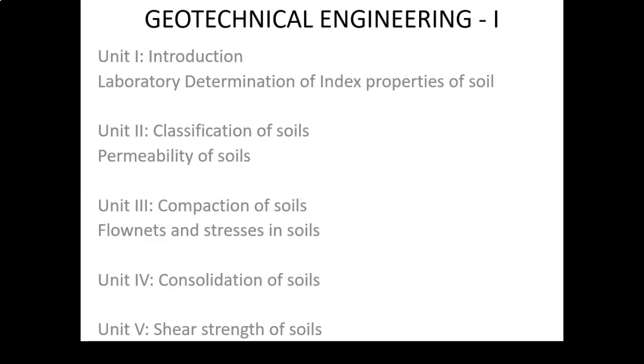Permeability is the property of soil which permits flow of water through it. This parameter is important in the design of earthen dams, earthen embankments, and soil liners. In Geotechnical Engineering 1, you studied the laboratory determination of coefficient of permeability, factors affecting permeability, and permeability of stratified soil deposits. You also studied soil water and stresses in soils.